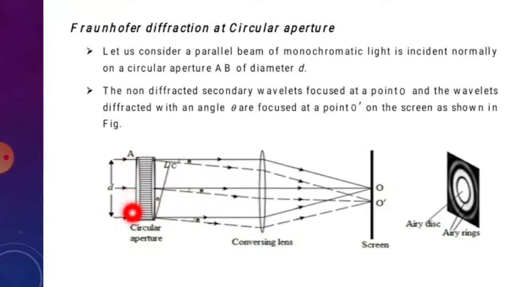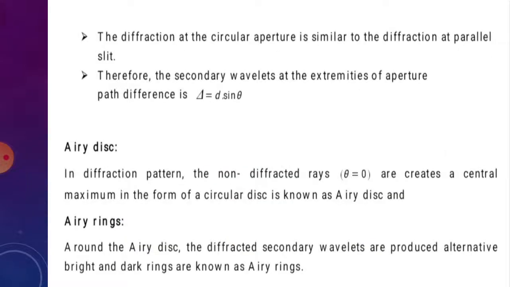Here AB is the diameter of the lens, which is equal to D. So AC is equal to AB sine theta, where AB is the diameter of the lens. Then AC is equal to D sine theta. Now we see that the path difference between these two diffracted light rays is D sine theta. So this D sine theta gives the path difference between the secondary wavelets diffracted at extreme points of the circular aperture.